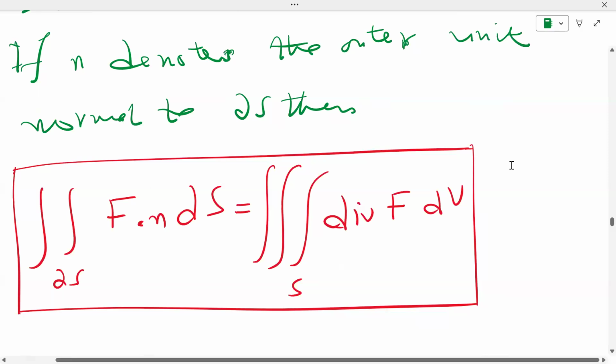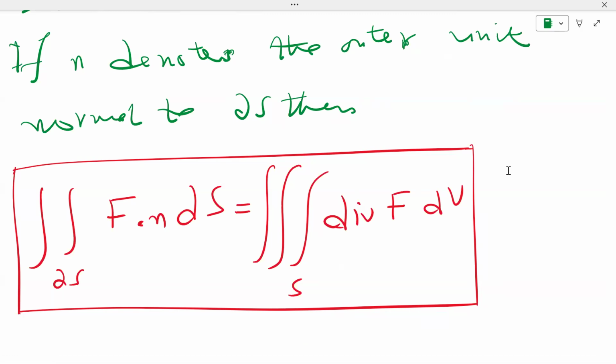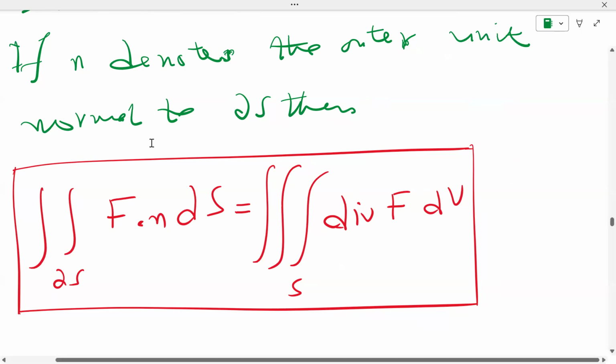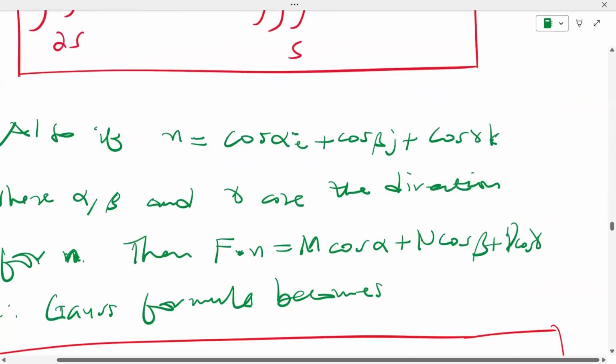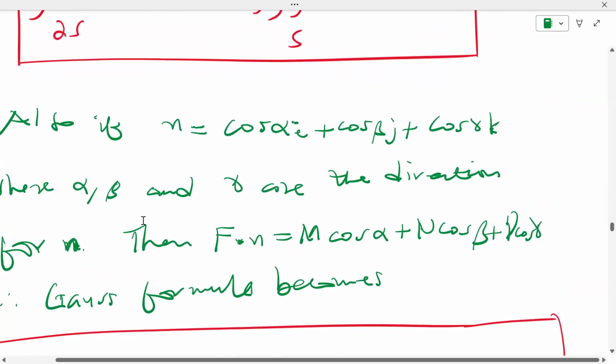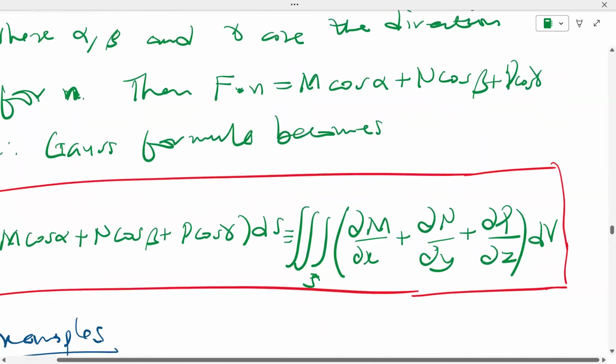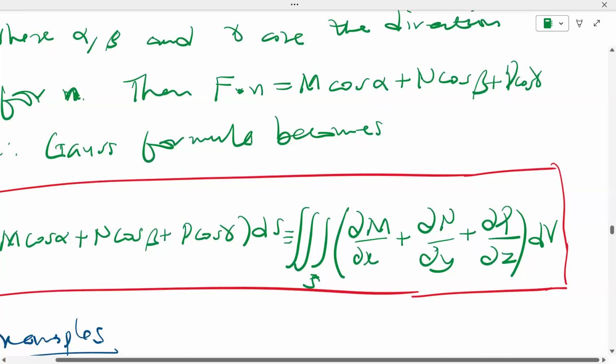Look at what we have in the rectangle. That gives us the Gauss theorem. If we have our N being equal to this, where alpha, beta, and gamma are the direction cosines for N, then F dot N will also give us this. So the Gauss formula also becomes the whole of this expression.